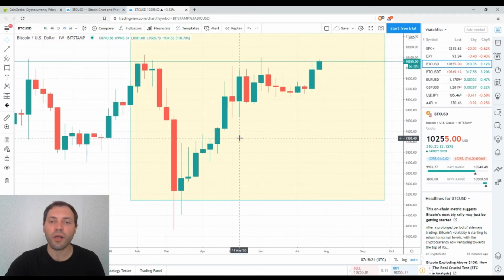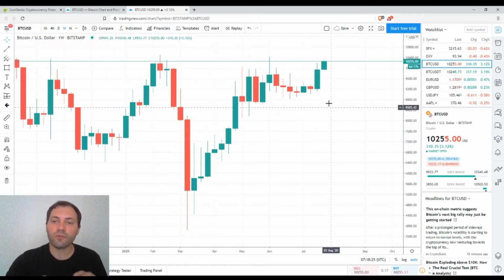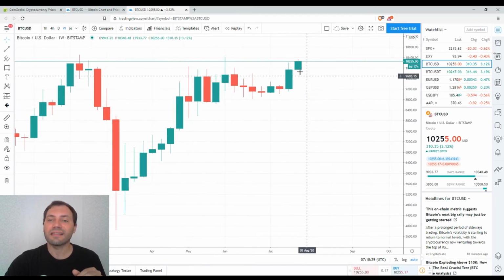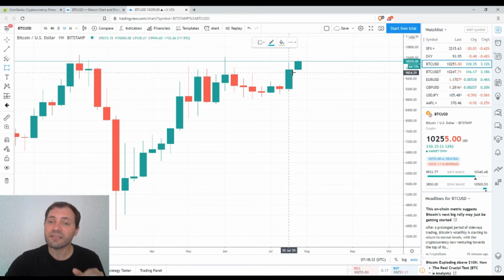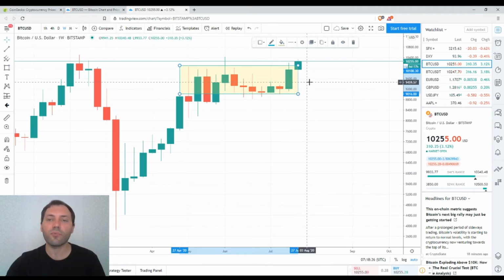So if we switch now to the weekly time frame, a solid bullish candlestick was formed last week. So we see that this candlestick engulfed the bodies of the previous candlestick. So that is a solid bullish signal.